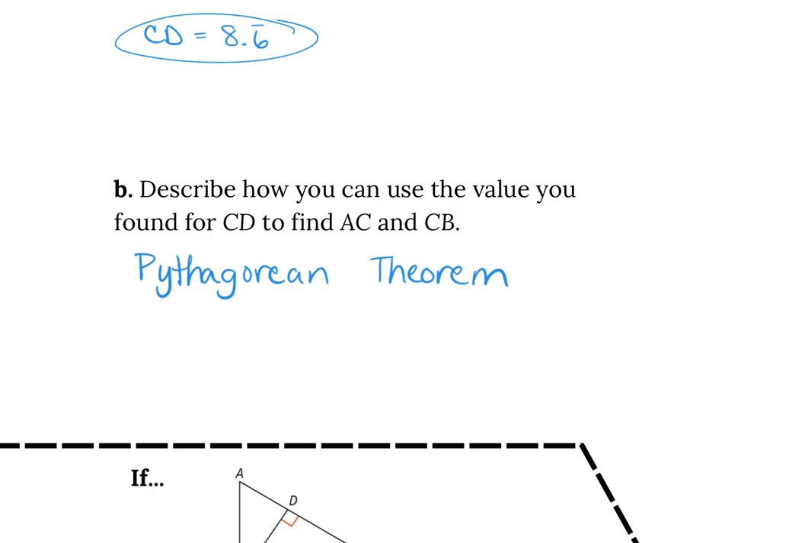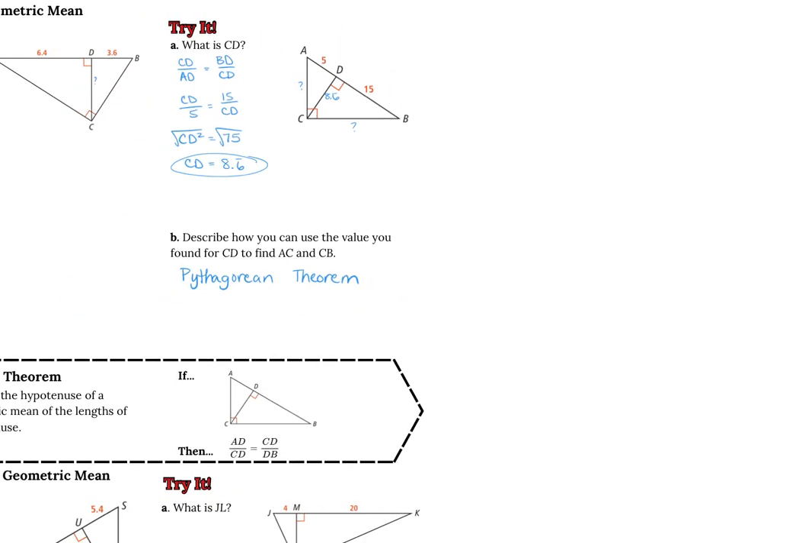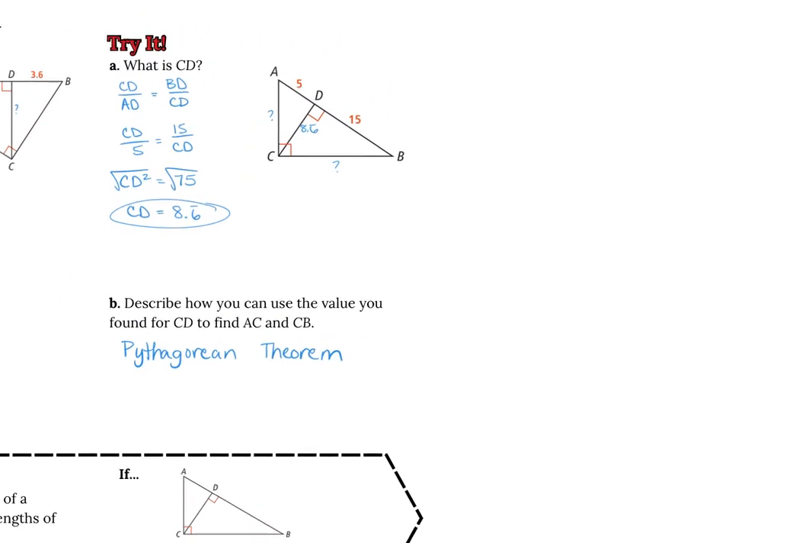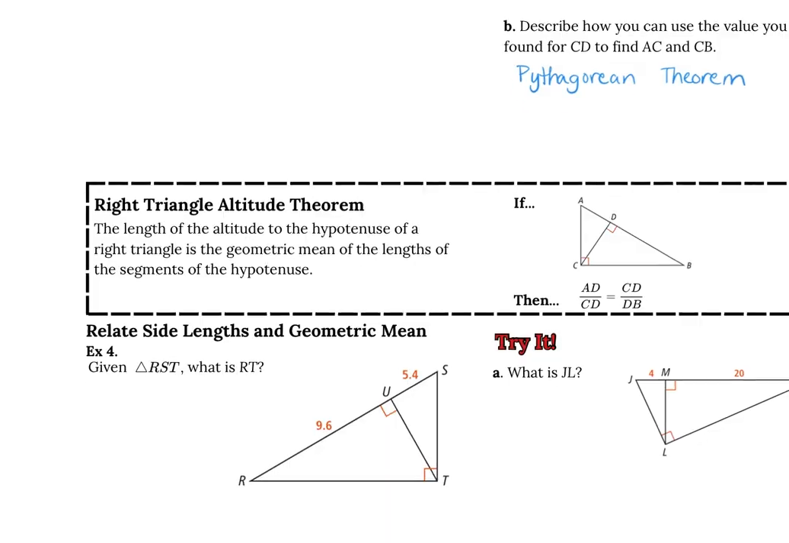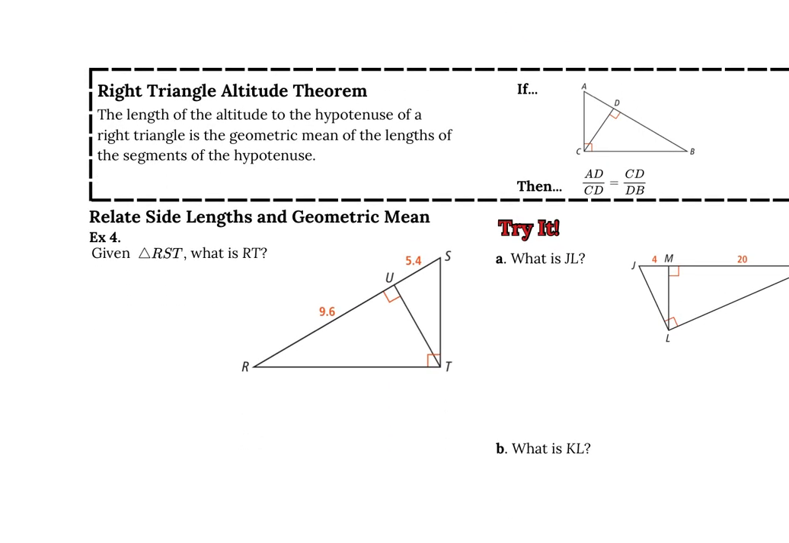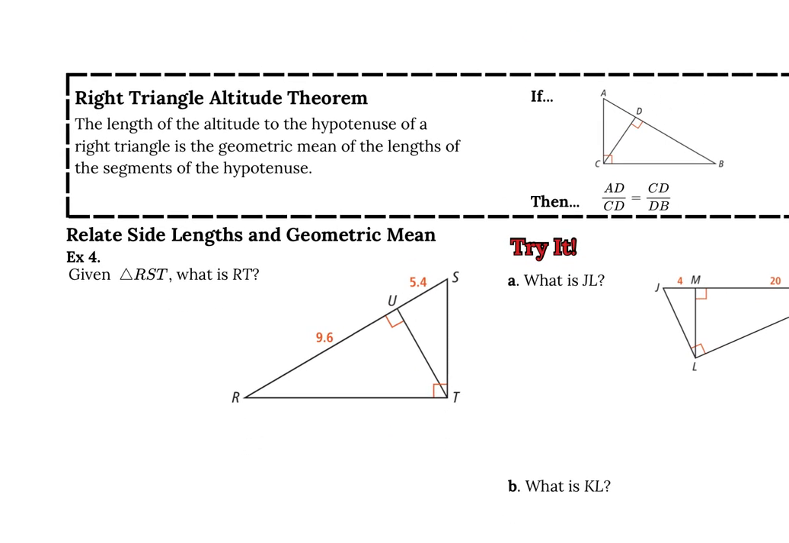Okay, so because we now know 2 of the side measures of a right triangle, we could plug those into the Pythagorean theorem to solve for the missing side, which would be the hypotenuse side. All right, right triangle altitude theorem. The length of the altitude to the hypotenuse of a right triangle is the geometric mean of the lengths of the segments of the hypotenuse.